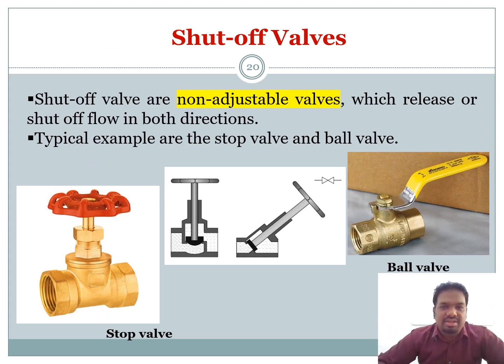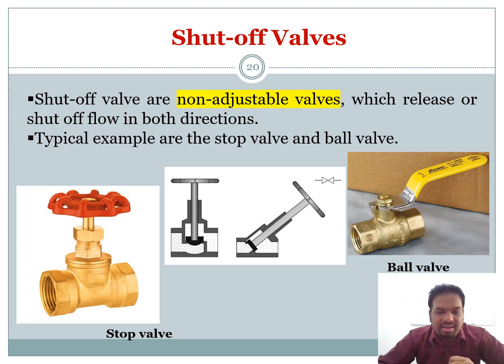Okay, then we have a shut-off valve. Shut-off valves are non-adjustable valves, something like we have in a water tap in the house. We have two types: one is the stop valve, and the second one is the ball valve.